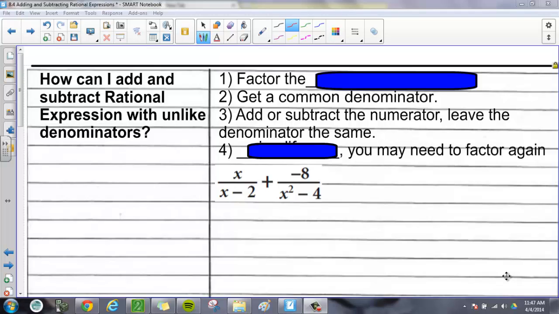Okay, now that we have a feel for how to add and subtract rational expressions with common denominators, let's move on to ones with unlike denominators. Right there. So let's first just go over the steps.